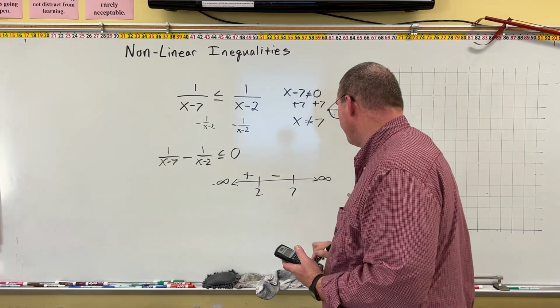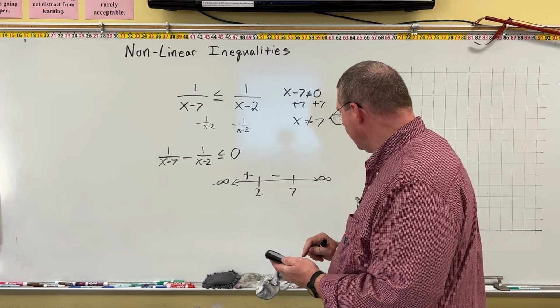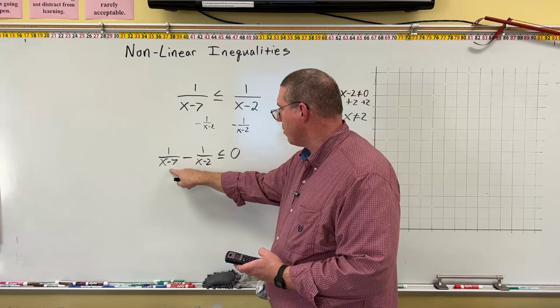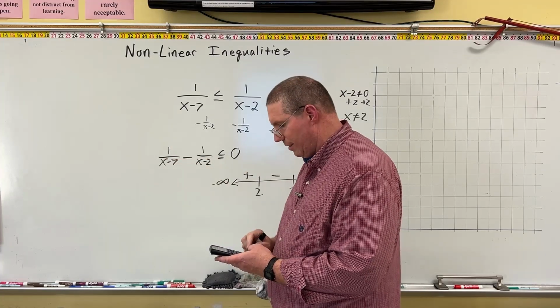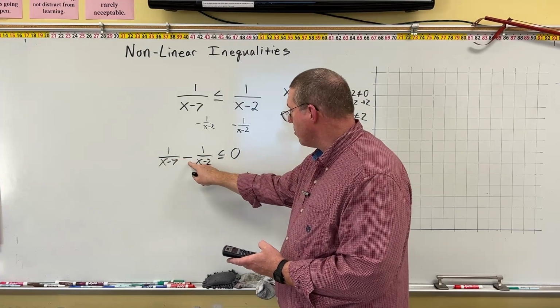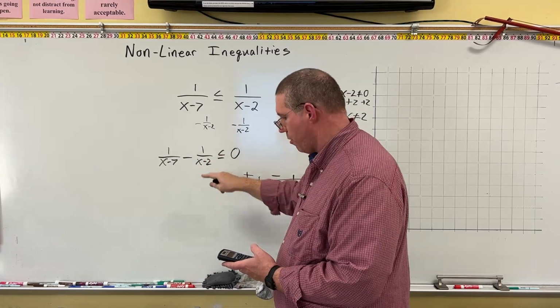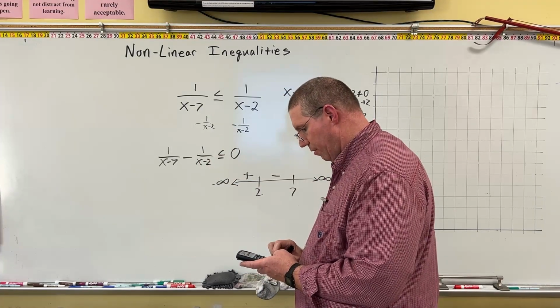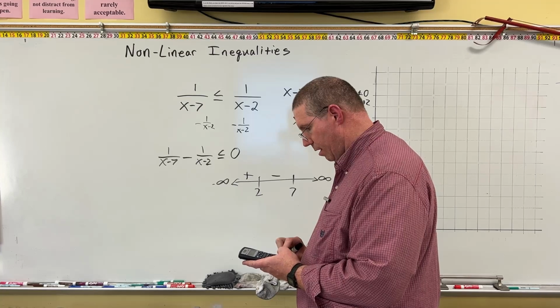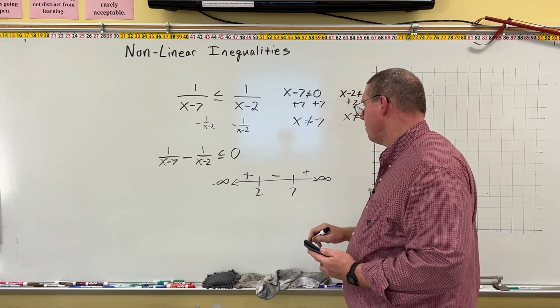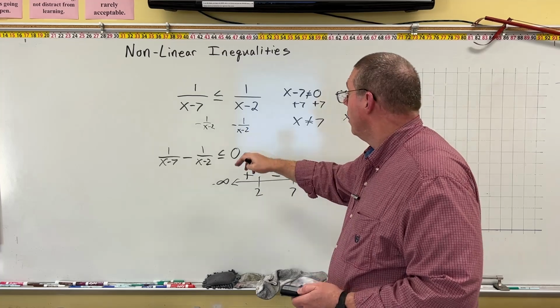So that's negative. Here I'm going to plug in an 8. So I'm going to do 1 over 8 minus 7. 8 minus 7 is 1, so it's 1 divided by 1. That's just 1. Minus 1 divided by 8 minus 2. 8 minus 2 is 6, so minus 1/6. So I'll do parenthesis 1 divided by 6, and that gives me positive 0.83333. So that's positive.